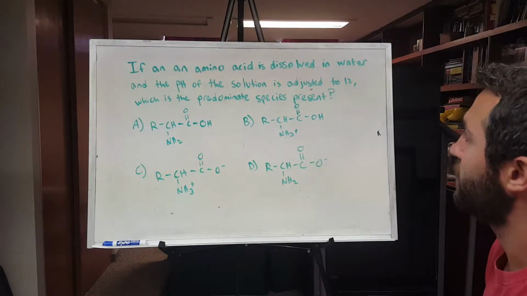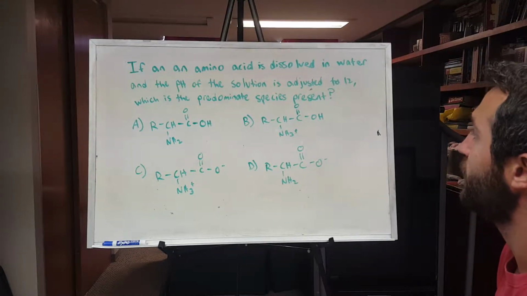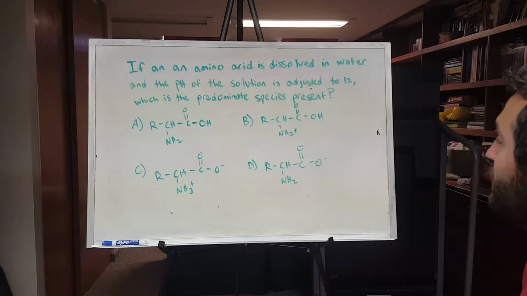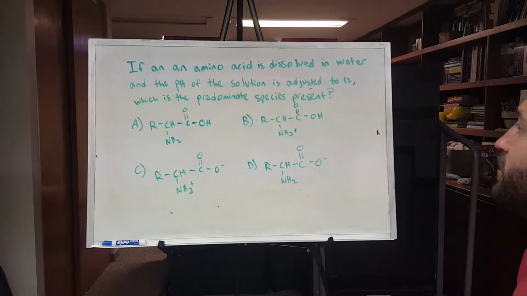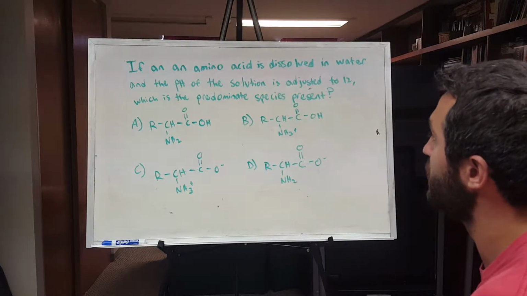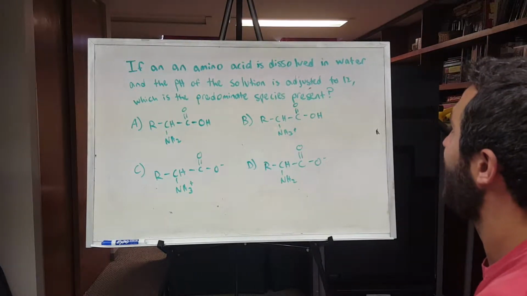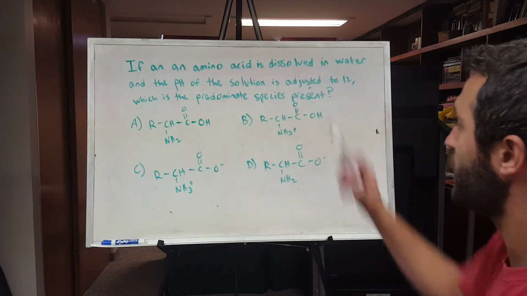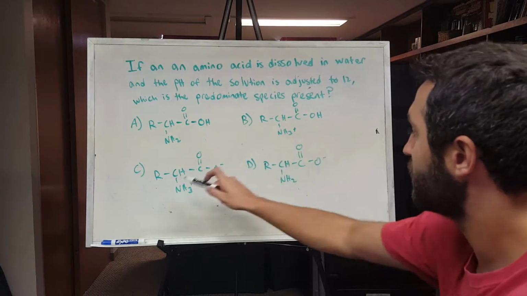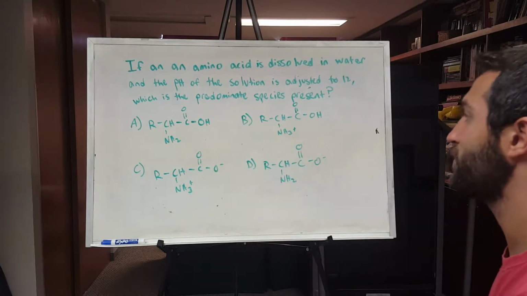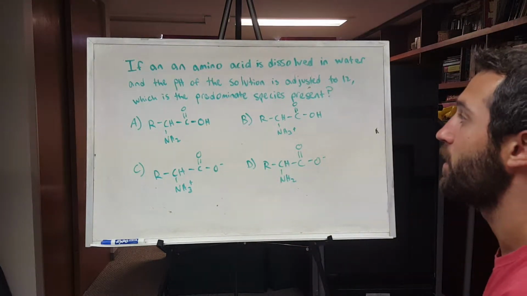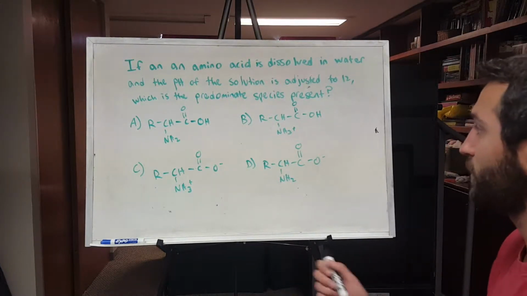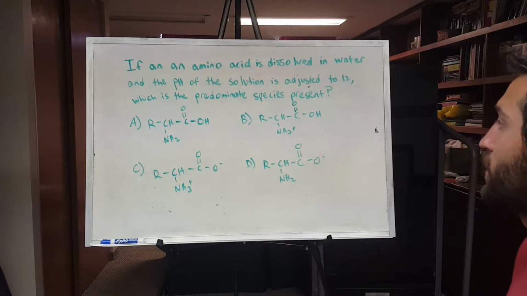If an amino acid is dissolved in water and the pH of the solution is adjusted to 12, which is the predominant species present? So, this question is talking about amino acids. They aren't going to try to trick you on the ACS. They ask about amino acid. All of these answer options are forms of an amino acid. So this problem is going to be about pH and pKa and understanding that concept.